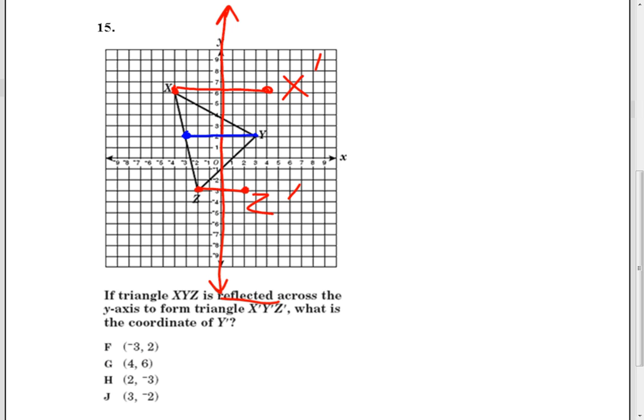Now just focus on the three new points. Here, here, here. You'll see overlap with the original figure because the line is going through the original figure. What are the coordinates of Y prime? Y jumped over to here. That's -3, +2.